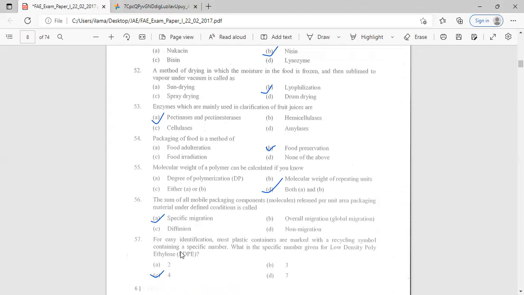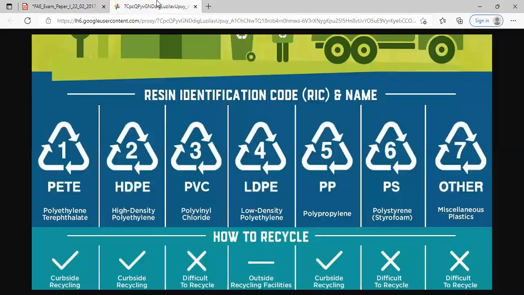And then for easy identification, plastic containers are marked with a recycling symbol containing a specific number. The specific number for low density polyethylene is 4. And here is the recycle number for the plastics. Here the first one is PET, second one is HDPE, third one is PVC, fourth one is LDPE, fifth one is polypropylene, sixth one is polystyrene, and seven is for others.